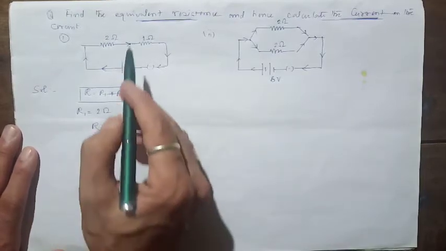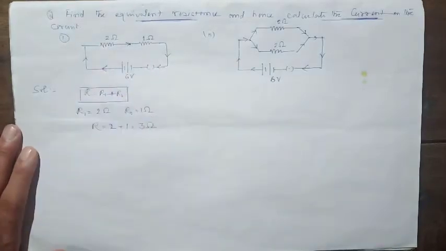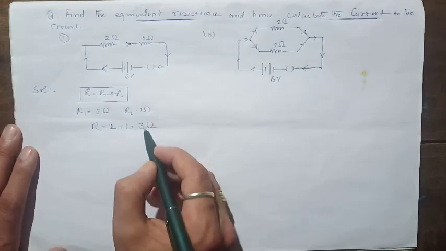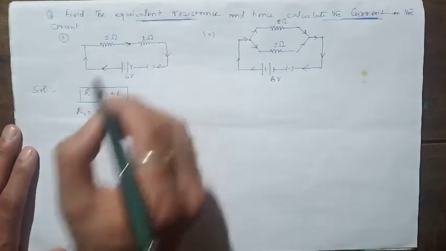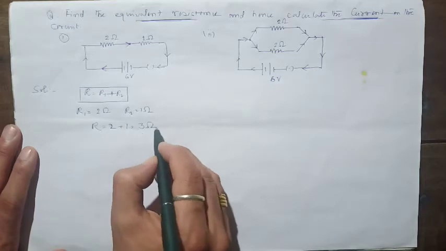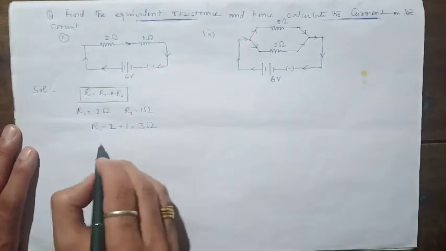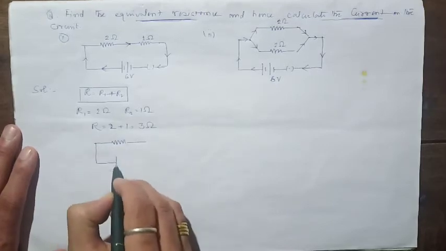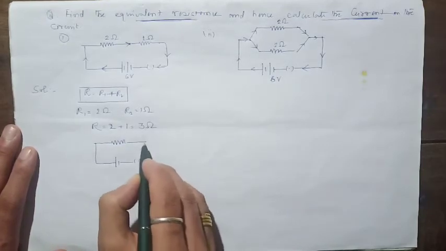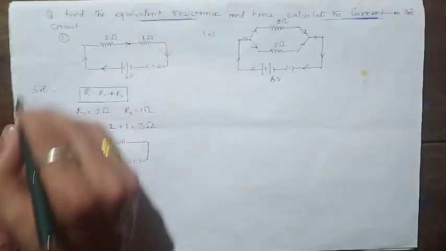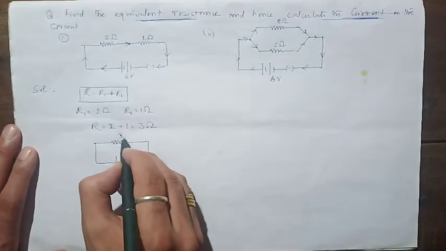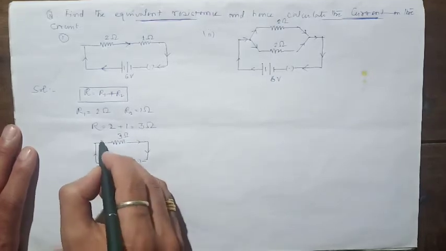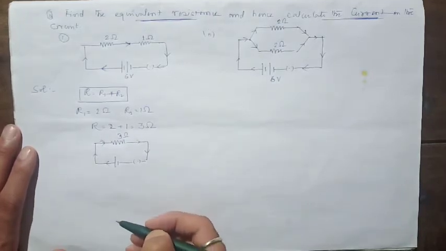That means, students, if I want to replace these two resistors by one single resistor, that resistor should have a value of 3 ohms. Now we have to redraw this circuit using this 3 ohm resistance. That means these two resistors can be replaced by one single resistor of value 3 ohms. So our circuit diagram will reduce like this. Now these two resistors are replaced by one single resistance of value 3 ohms. So this is how we have reduced this circuit.